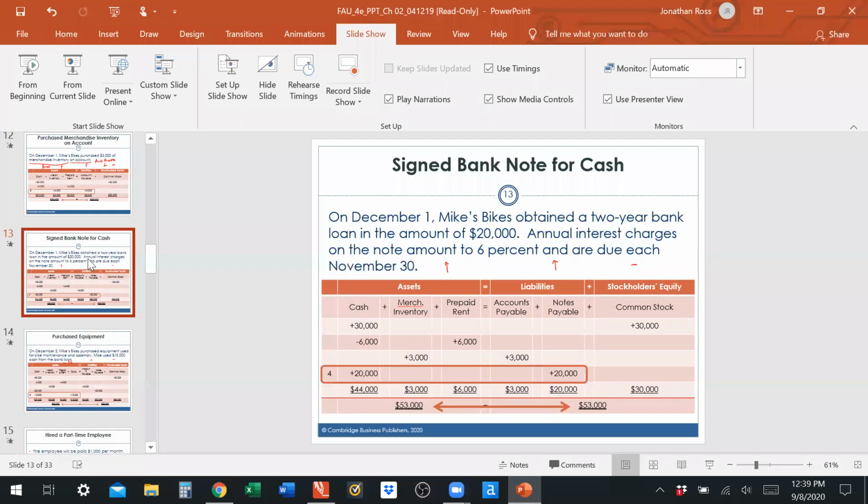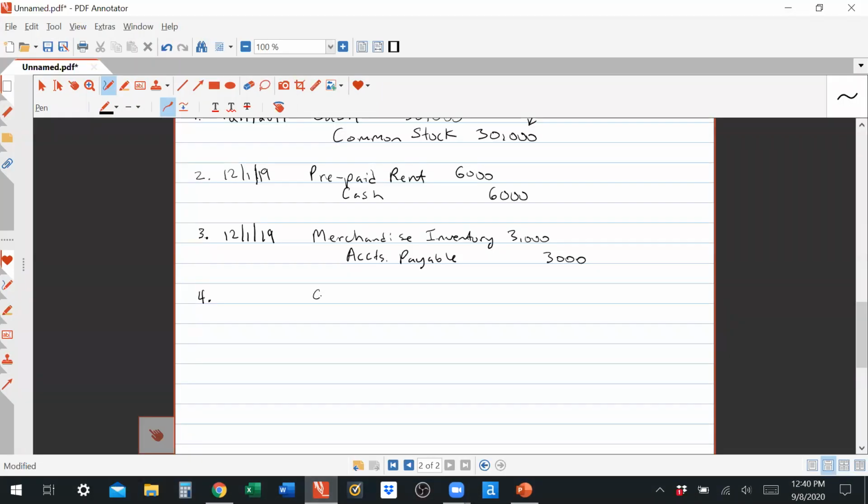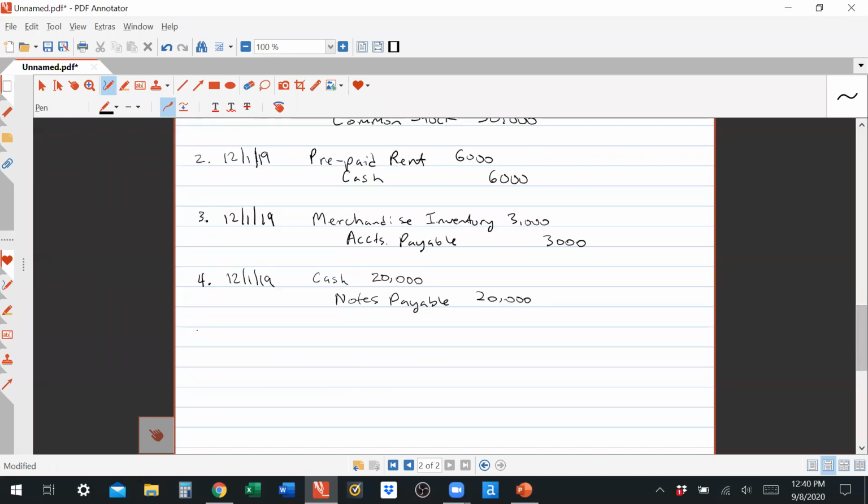Signed a bank note for cash. Two accounts involved were cash and notes payable. Cash went up by 20,000. Notes payable went up by 20,000. Cash is an asset. How do we make assets go up? We debit them. Notes payable is a liability. How do we make liabilities go up? We credit them. Number 5.